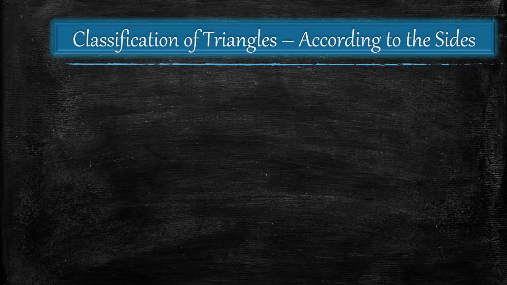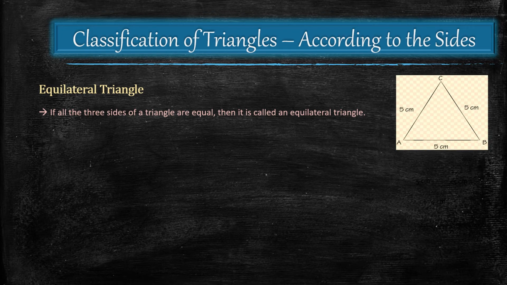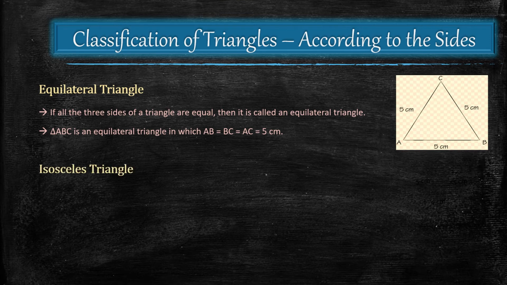Moving on to classification of triangles according to the size. Equilateral triangle. If all the three sides of a triangle are equal, then it is called an equilateral triangle, which means the lengths of all the three sides of the triangle are equal. Here in triangle ABC, all the three sides, AB, BC, AC, measure 5 centimeters. So it is an equilateral triangle.